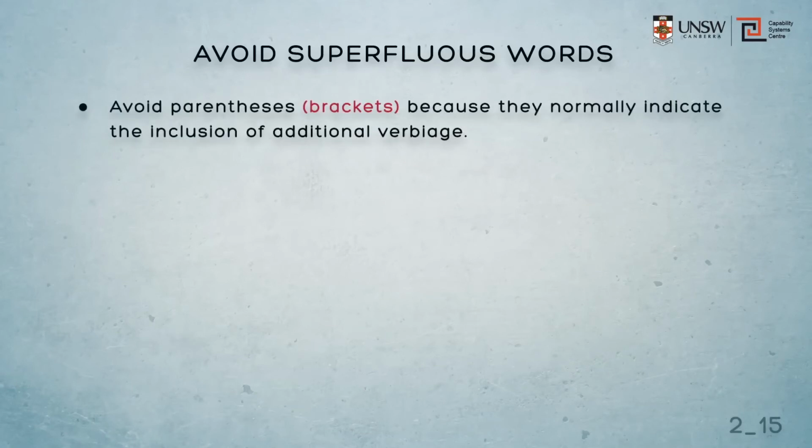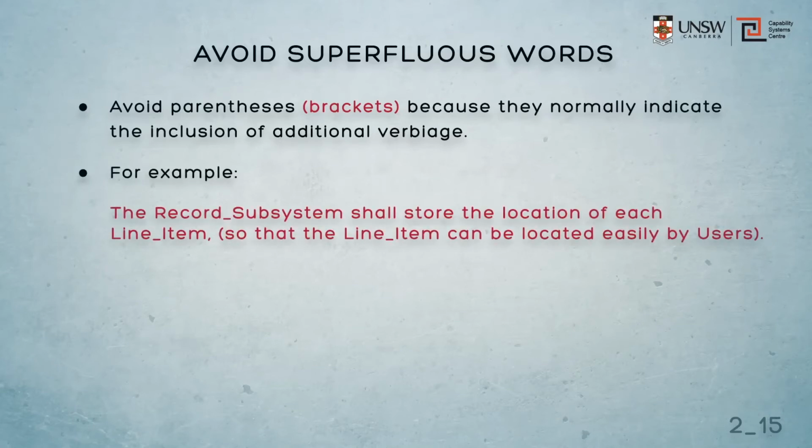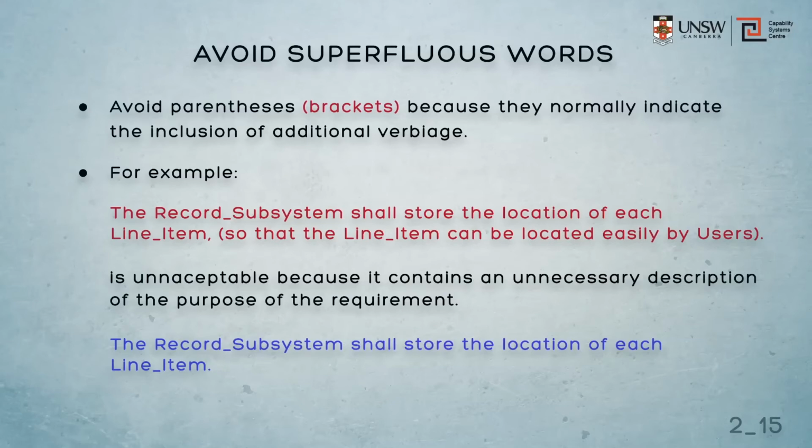Parentheses, or brackets, are often indicators of the inclusion of additional verbiage. So, for example, when we say the record subsystem shall store the location of each line item (so that the line item can be located easily by users), that is unacceptable because it contains the unnecessary description again of the purpose, but this time in the brackets. And so we should remove the additional words as before and say the record subsystem shall store the location of each line item. Again, the articulation of purpose is very important, but it should be included in the rationale attribute, not the requirement statement itself.